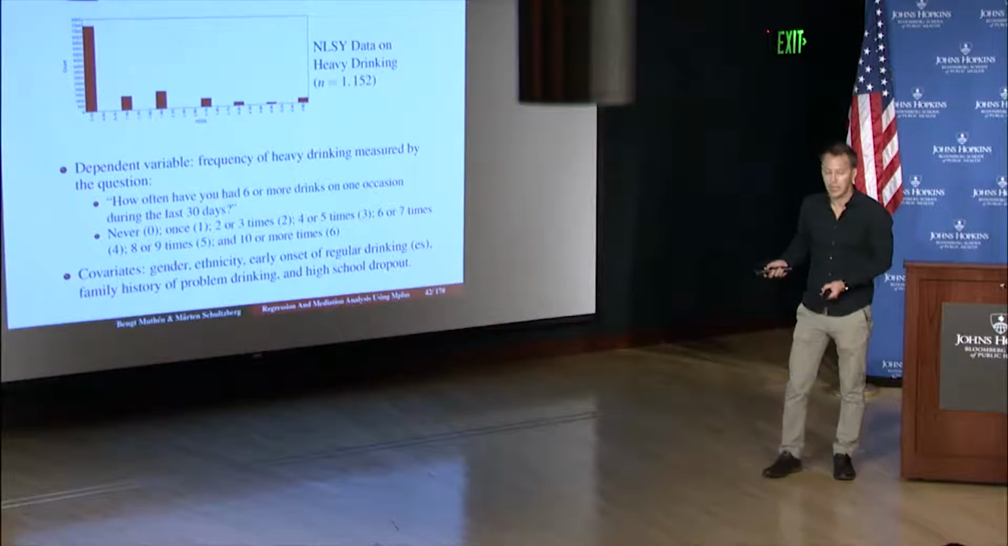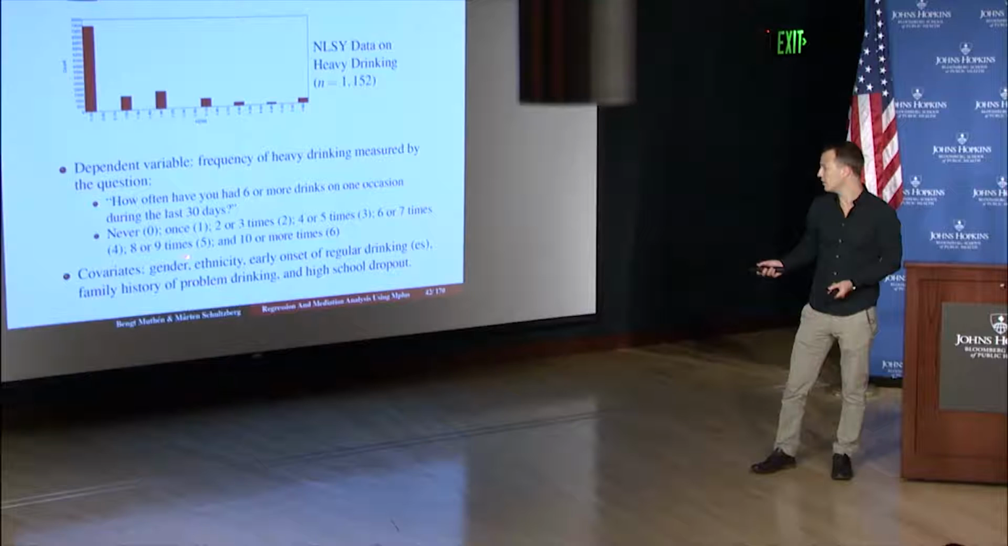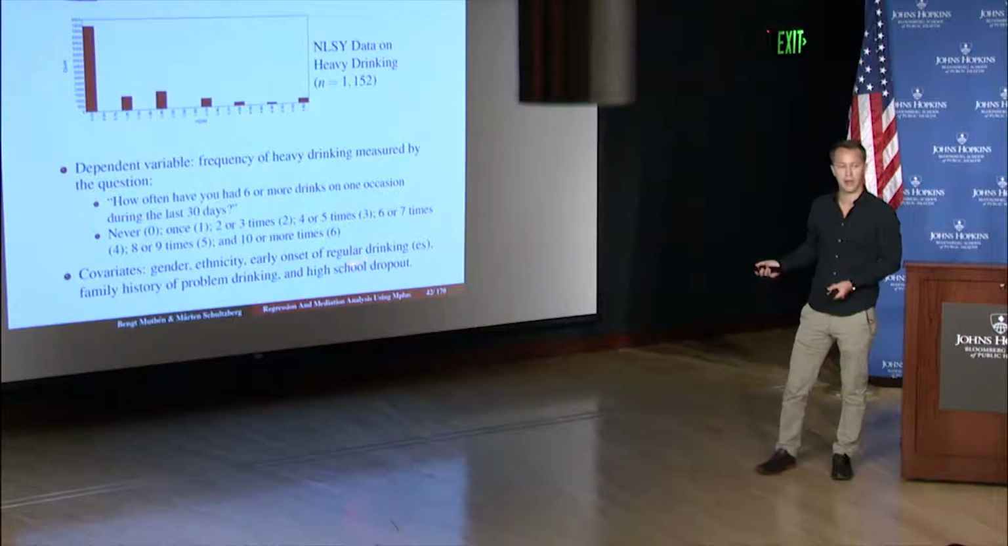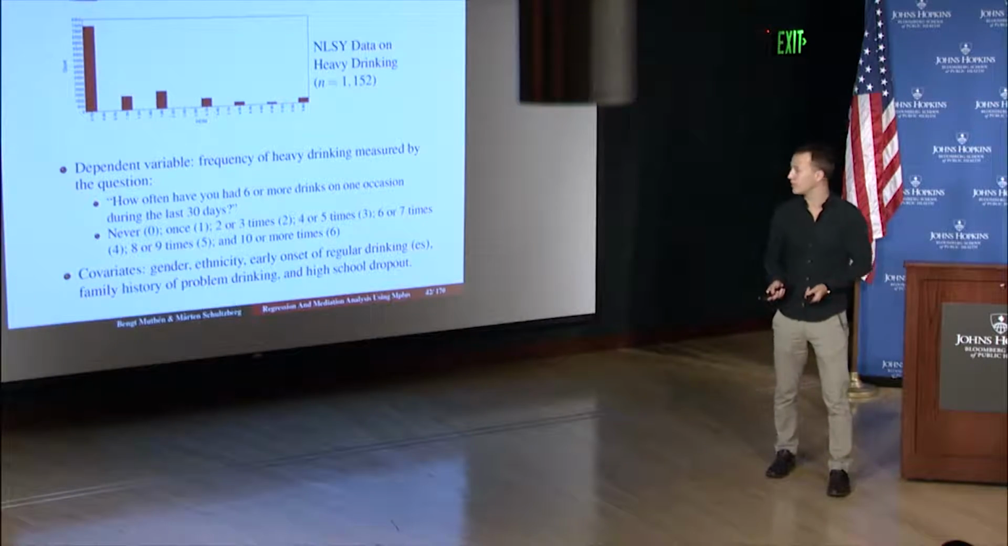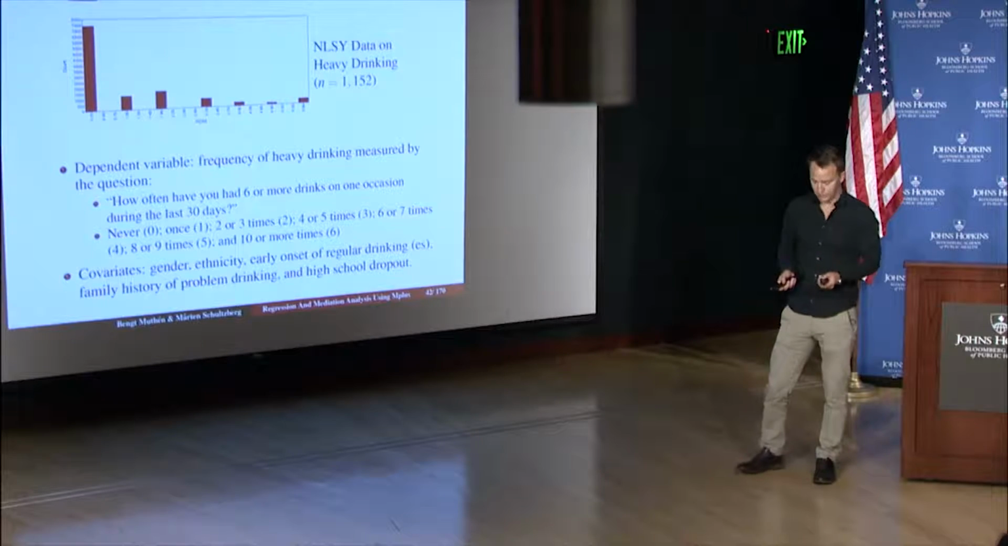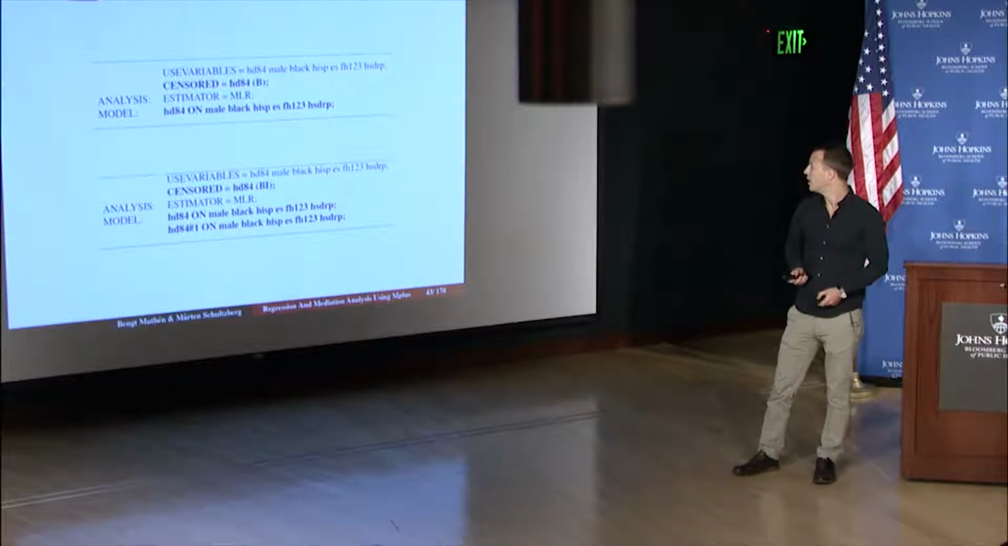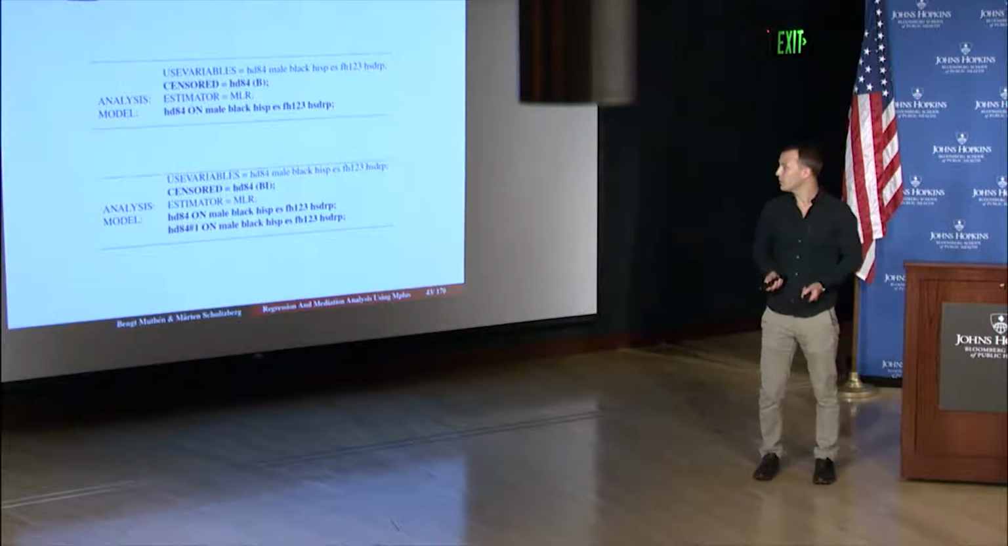And what we have to model this is some covariates. We have the gender, the ethnicity, early onset of regular drinking, family history of problem drinking, and high school dropout. So we have some covariates to try to figure out why it looks like it does. So we're going to do this in 2 ways now.